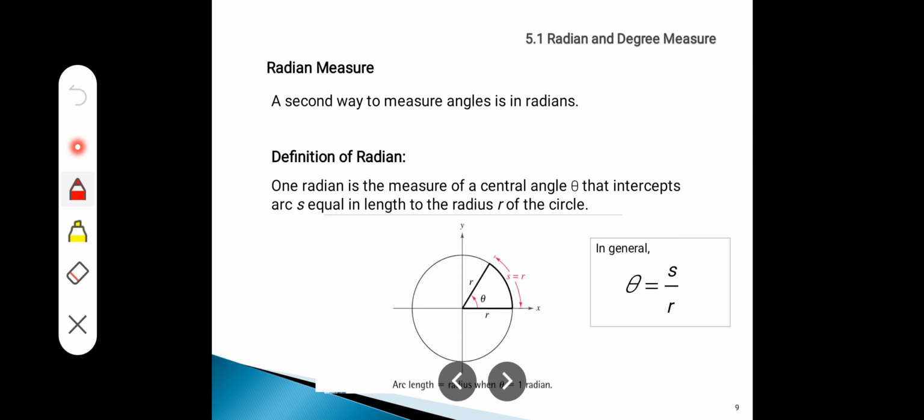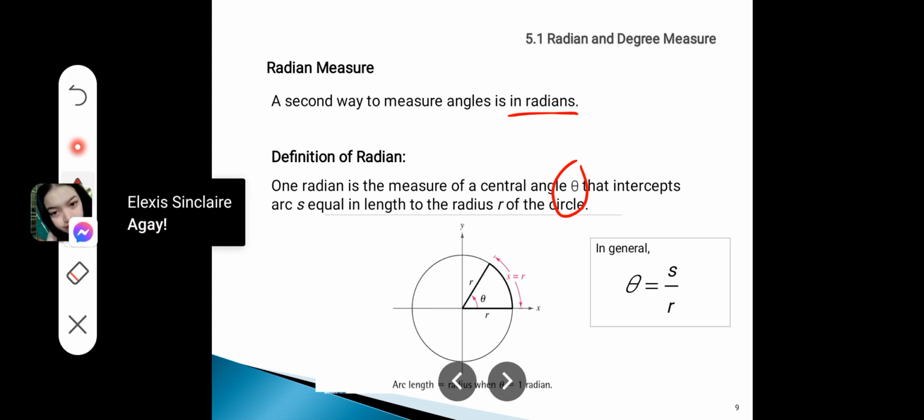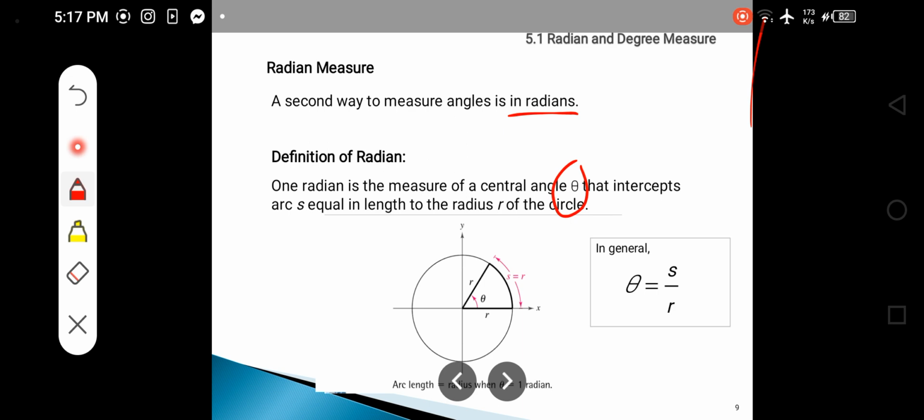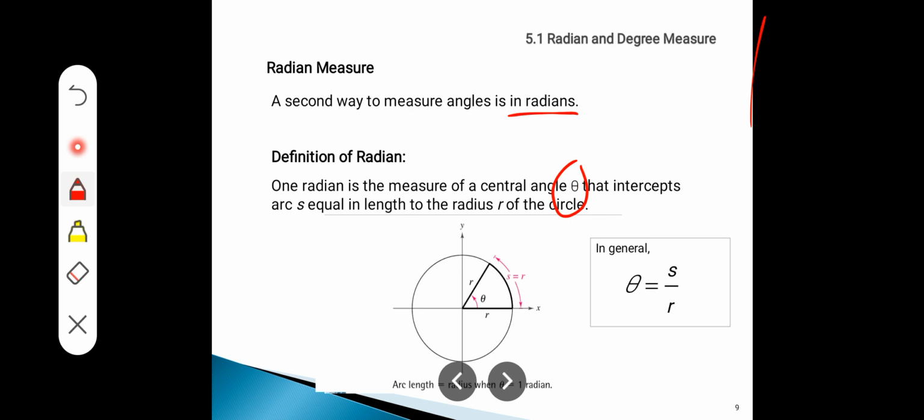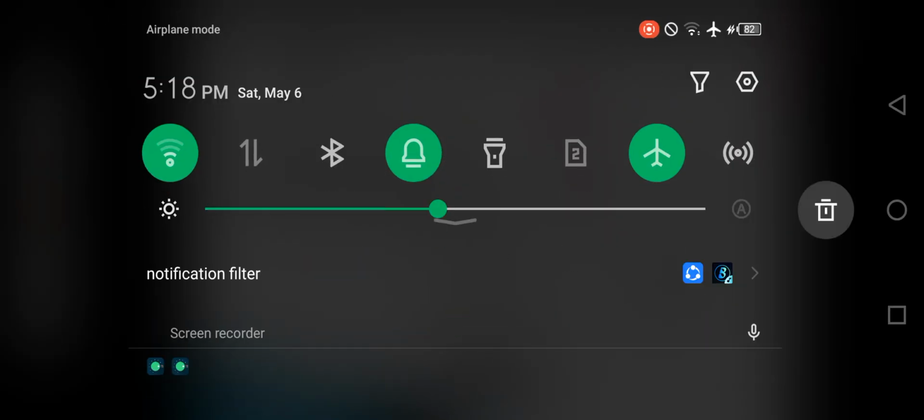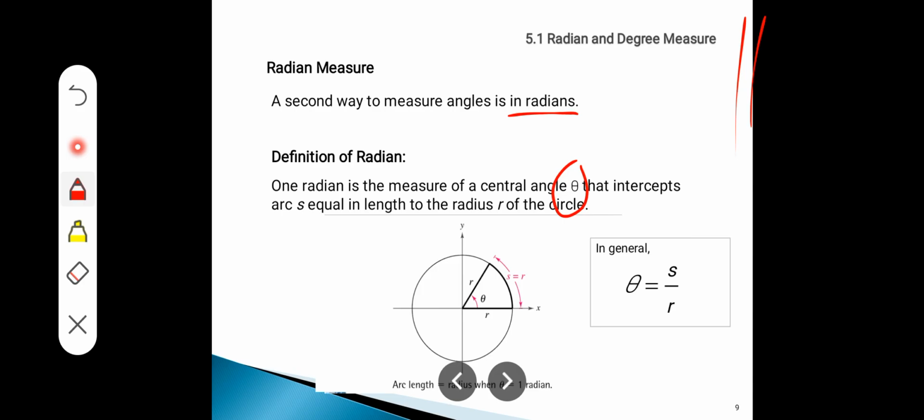Radian measure. A second way to measure an angle is in radians. Definition of radian: 1 radian is the measure of a central angle theta that intercepts an arc s equal in length to the radius r of the circle. So this is the arc s equals r.